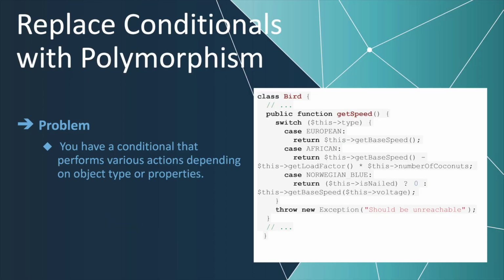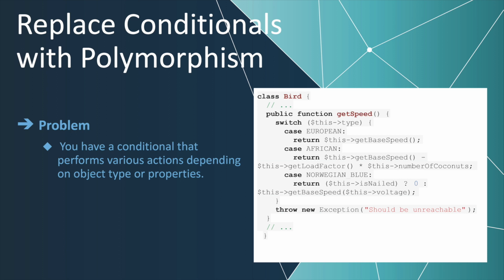The other would be replace conditionals with polymorphism. This is the thing that I like, and I usually practice this kind of abstraction of methods. You can see here, the problem is you have a conditional that performs various actions depending on object type or parameters. So there are basically many switch cases here. This is PHP code. Let's not go into the syntax. I just want to present the idea of the block, so I'll be explaining it.